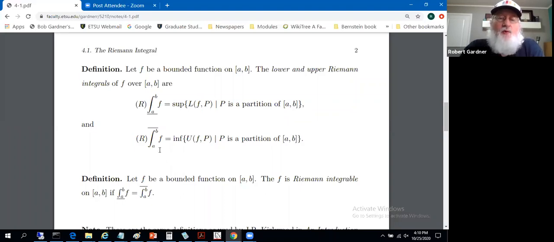Down here, the upper Riemann integral from a to b of f is defined to be the infimum of the upper Darboux sums of f with respect to P, where P ranges over all partitions. The inf and sup are taken over all partitions of the interval [a, b].